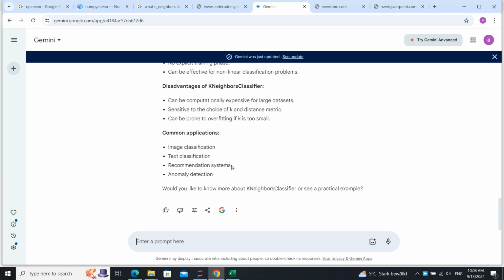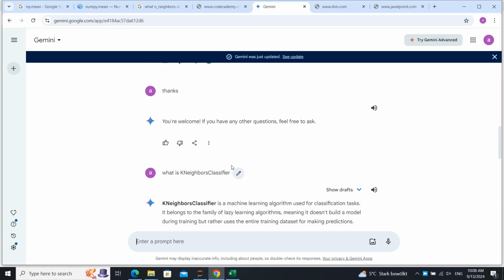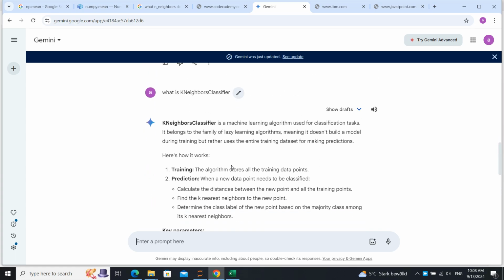Let's see how we can learn K-neighbors without trying to watch a video or using any site. You just ask Gemini and it gives you an explanation. It's very easy and it doesn't take any time for you to learn it.